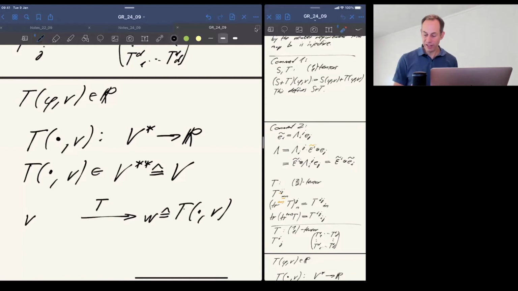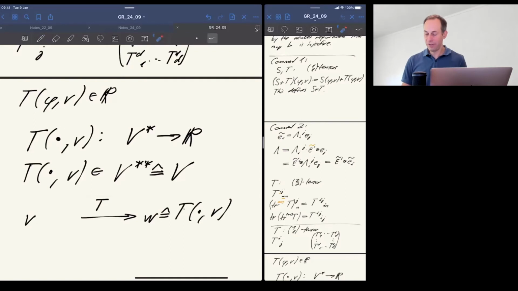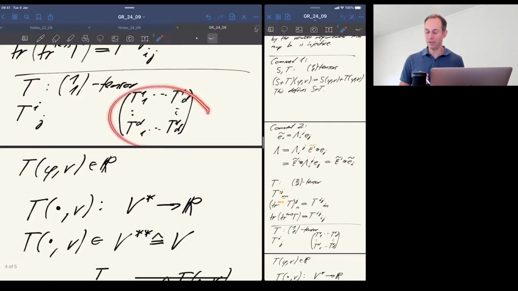Then T defines really a linear map. So it takes a V and produces a W. I will not do that now, but if you sit down and write down what this linear map is in terms of components, in terms of a matrix, you will find that it's indeed exactly that matrix. So in other words, it's correct to say that if you take a 1-1 tensor and write down the components as a matrix, then you can interpret this matrix as a map from V to V. But this is only true for a 1-1 tensor.